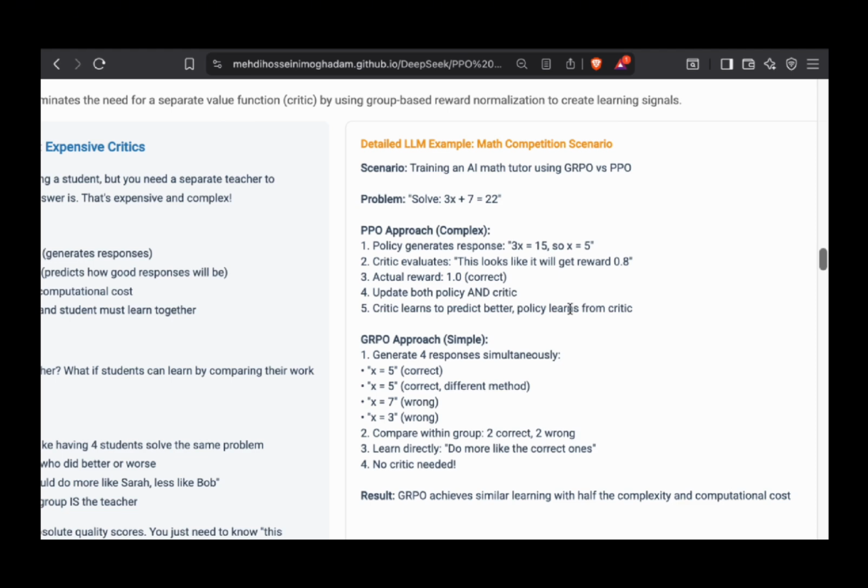But what GRPO does, which is a simpler one, is generate 4 responses simultaneously. And by the way, this group number, or the cardinality of the group, can change, and it depends on how many generations or completions you want to have in each of your groups.